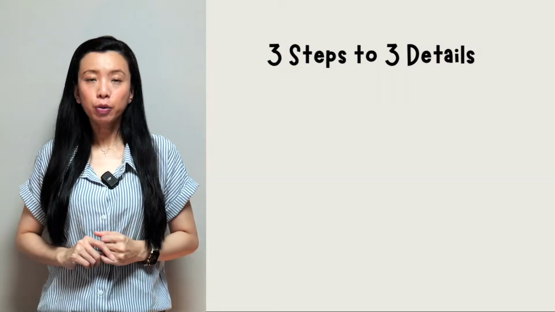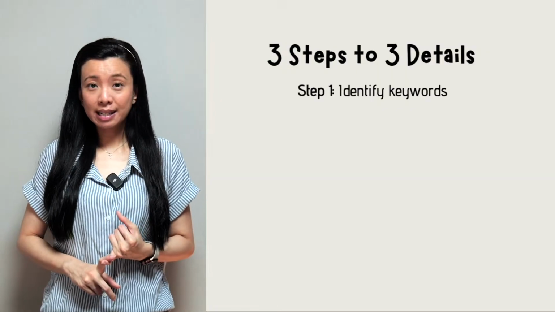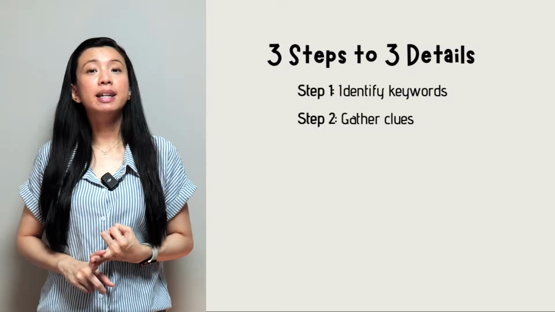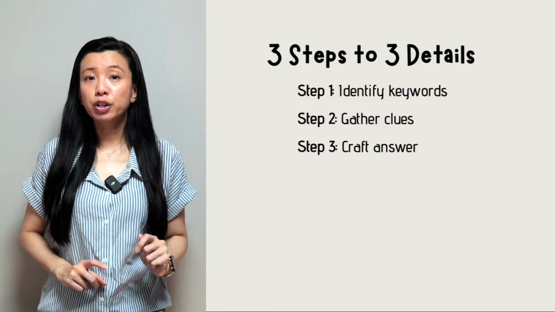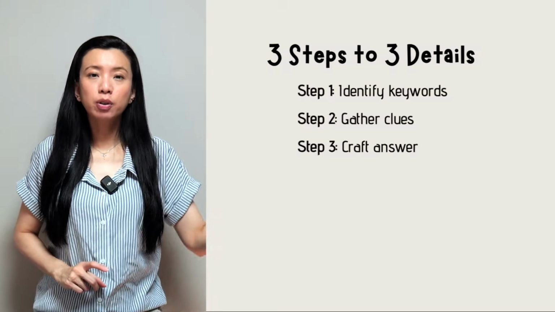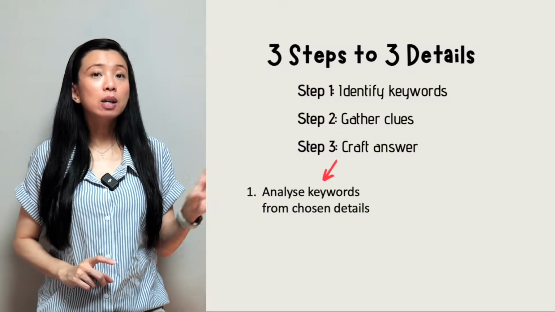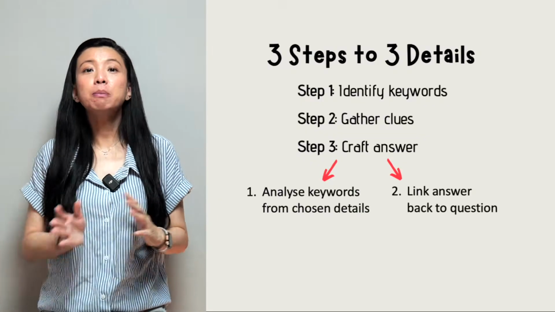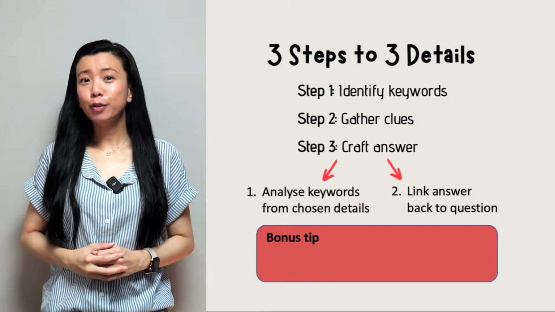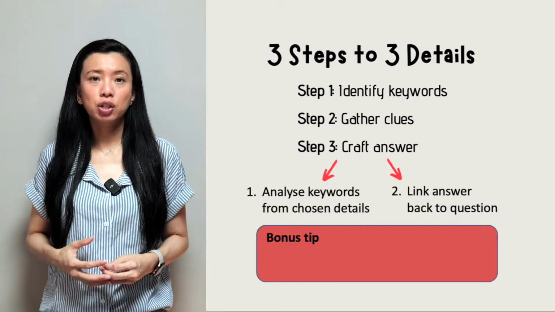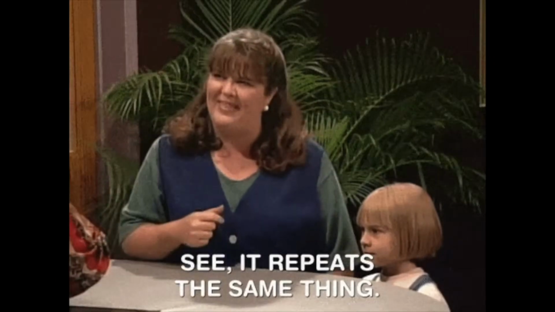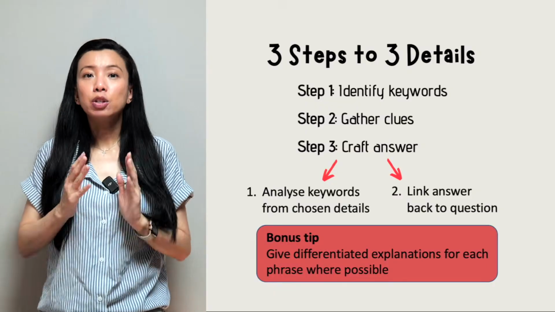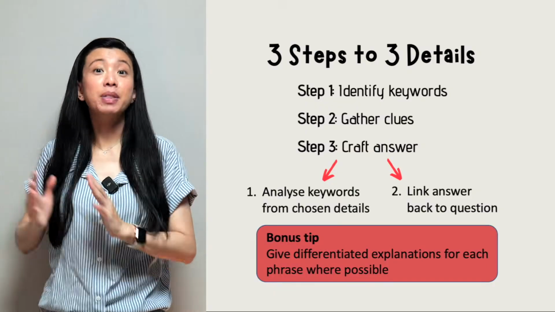Okay, so hopefully you managed to get something similar to my answers. Remember, the 3 steps are: identify keywords and ideas in the question, understand the context and gather relevant clues, and finally craft your answer. But for content inferential questions, remember, when you are crafting your answer, you need to analyze the keywords from the chosen detail and then link it back to the question. And here's my bonus tip for you. The common issue with this type of question is that students usually give a very generic answer, or their answers overlap. So what you need to try to do is to focus each explanation on something different.